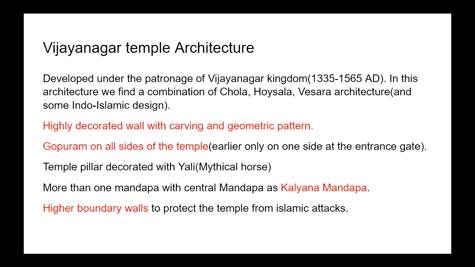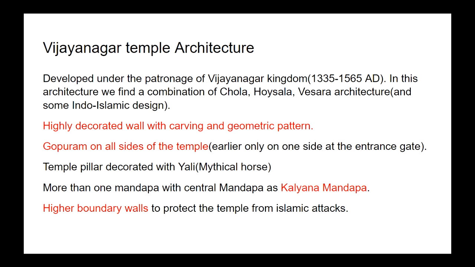In this architecture, we find a combination of Chola, Hoysala, and Vesara architecture and some Indo-Islamic design. A highly decorated wall with carving and geometric patterns. Gopuram on all sides of the temple. Earlier, in temple architecture, mainly Dravidian, Gopuram was only on one side of the temple premises, and it was on the entrance gateway. But in Vijayanagar temple architecture, there was Gopuram on all sides of the temple.